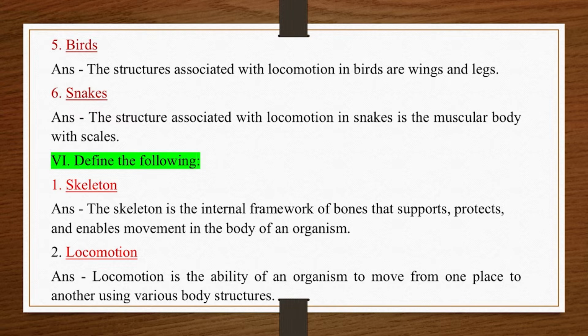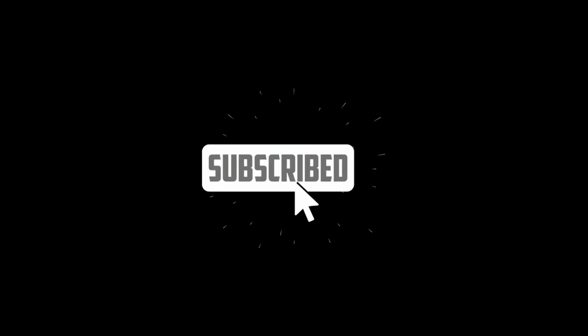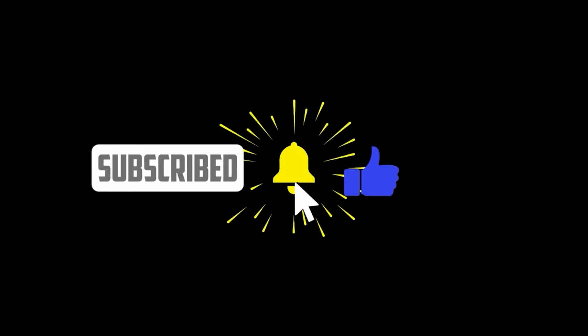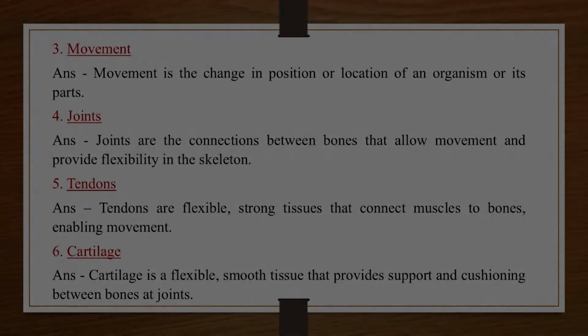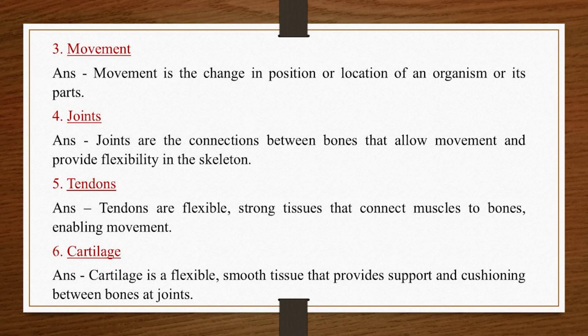6. Define the following. 1. Skeleton. Answer: the skeleton is the internal framework of bones that supports, protects, and enables movement in the body of an organism. 2. Locomotion. Answer: locomotion is the ability of an organism to move from one place to another using various body structures. 3. Movement. Answer: movement is the change in position or location of an organism or its parts.